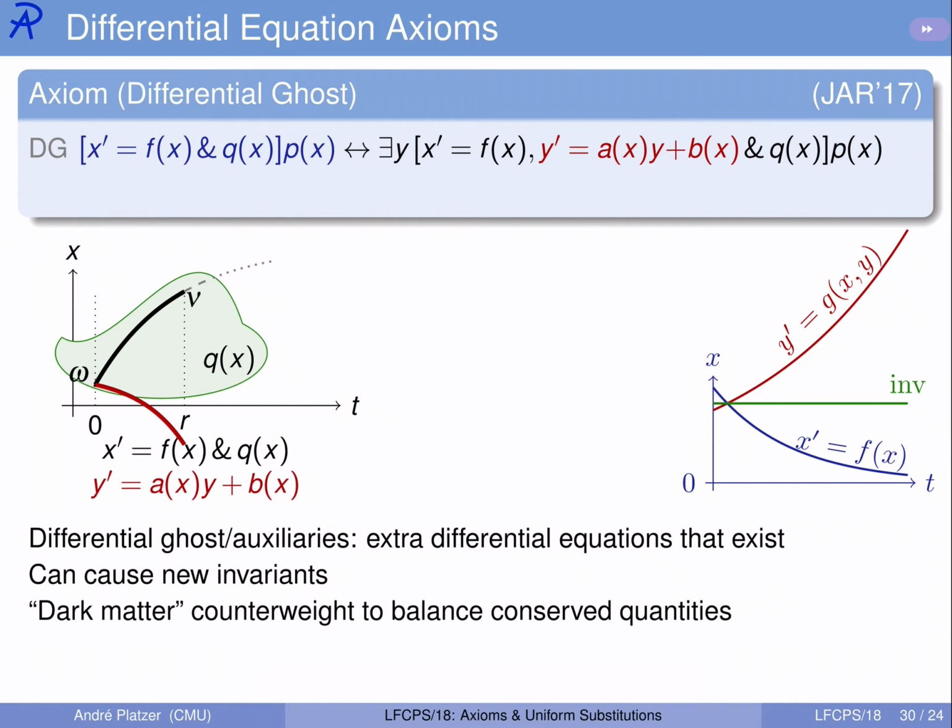And likewise, for even more subtle reasons in the differential ghost axiom, it was very important that this new differential equation that we're sneaking in didn't in crazy ways explode in finite time, because that would of course make the reasoning principle incorrect. And here we can do this very easily, exploiting uniform substitution by saying the new differential equation has to be of the shape y prime equals a of x times y plus b of x. And both a and b have explicit permission to depend on the old variables x, but the new variable y only occurs in a specific linear form.